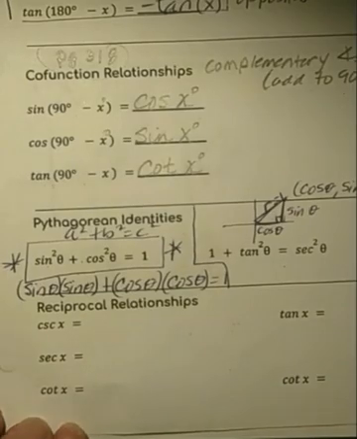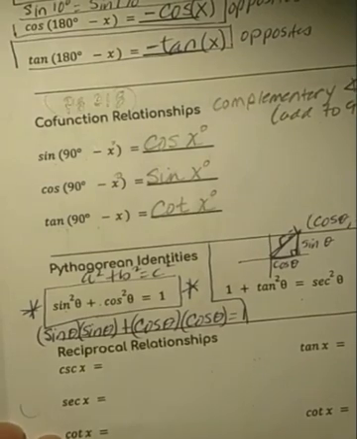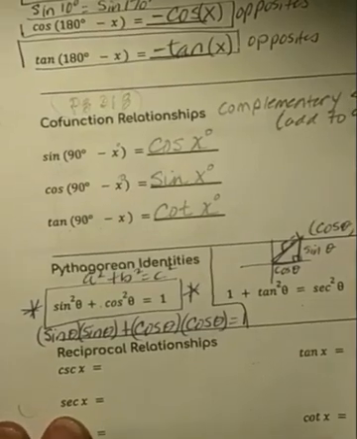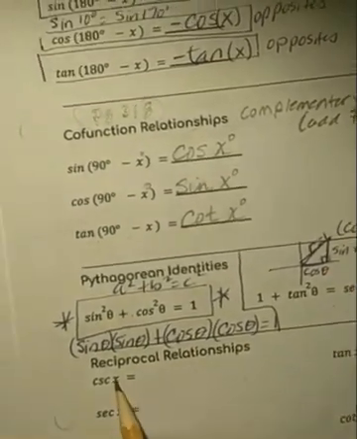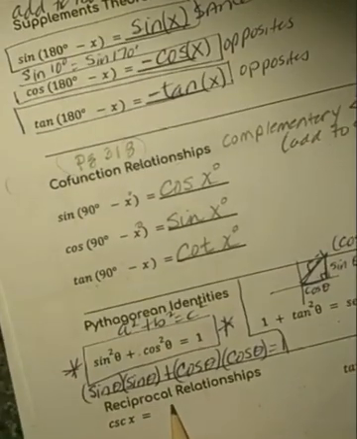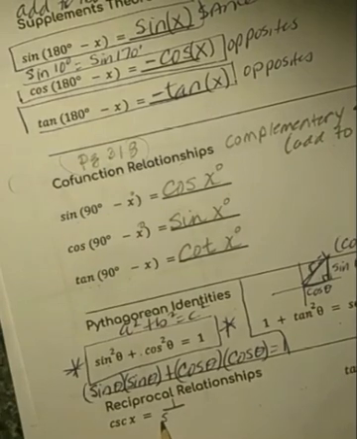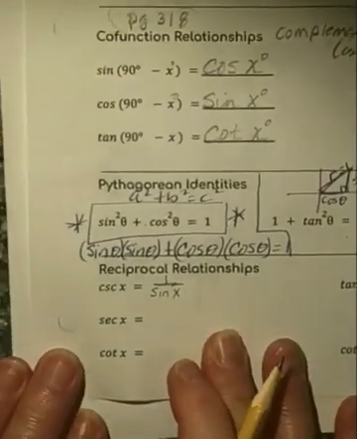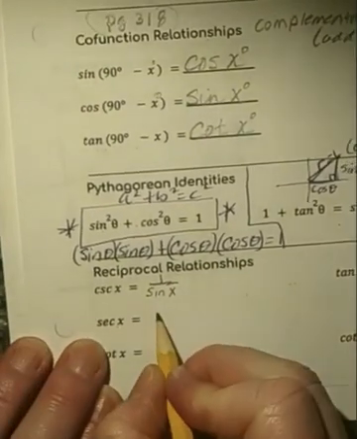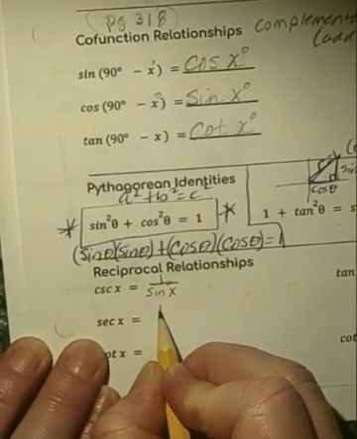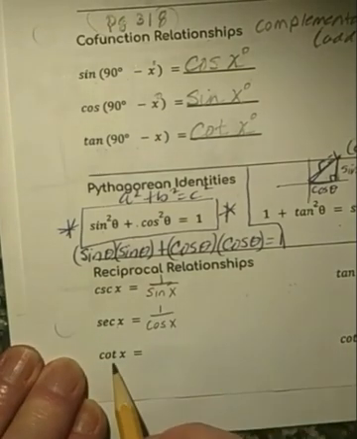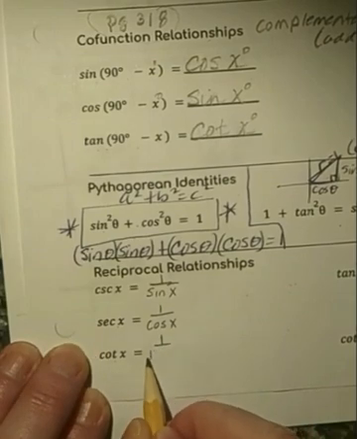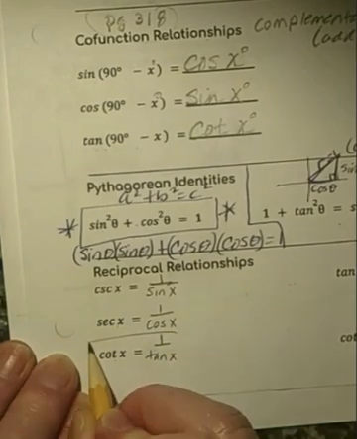Okay, as for the reciprocal relationships, not to be confused with the cofunction relationships, which are complementary angle relationships. Remember that cosecant is the reciprocal of sine, so cosecant of x is 1 over sine of x. Secant is the reciprocal of cosine, so that's going to equal 1 over the cosine of x. Cotangent is the reciprocal of tangent, so it's going to equal 1 over the tangent of x.